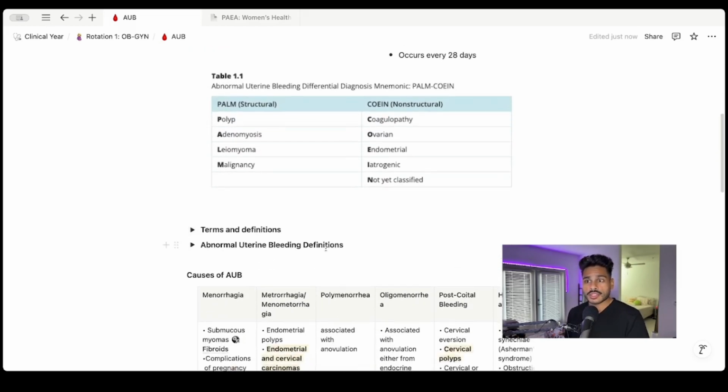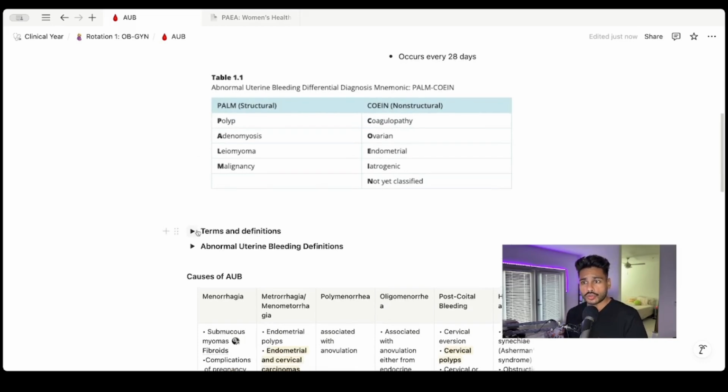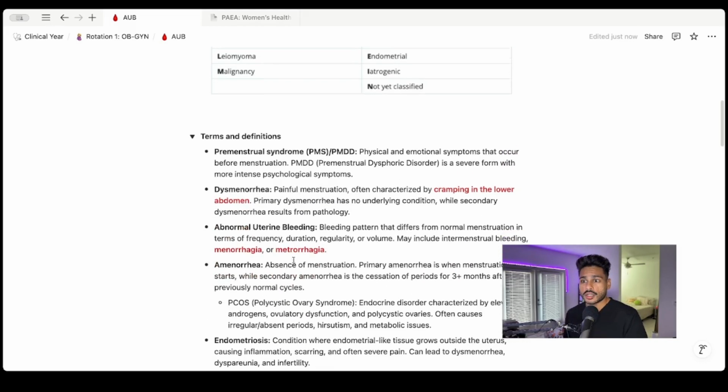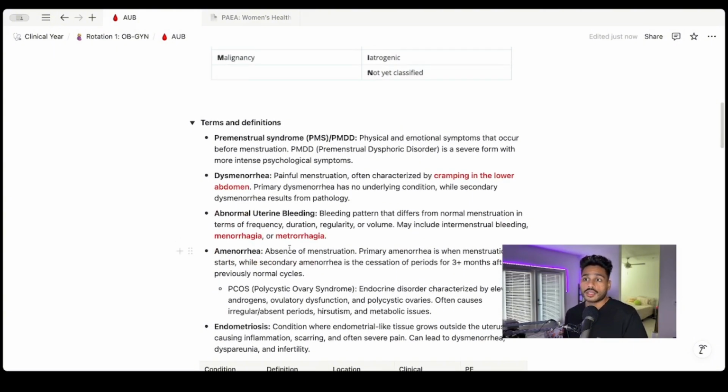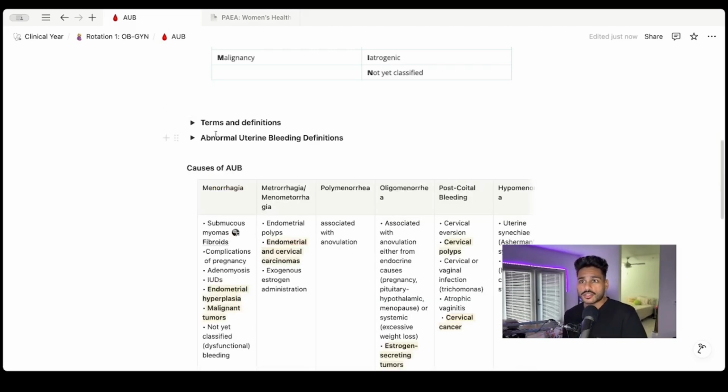And then sometimes I use toggles to hide terms and definitions. So let's say I forget the definition of dysmenorrhea. I forget the definition of primary dysmenorrhea and secondary dysmenorrhea. So I put it under a toggle. But now that I am advanced and I have taken my EOR and I have gotten a great score, I don't have to look at it.